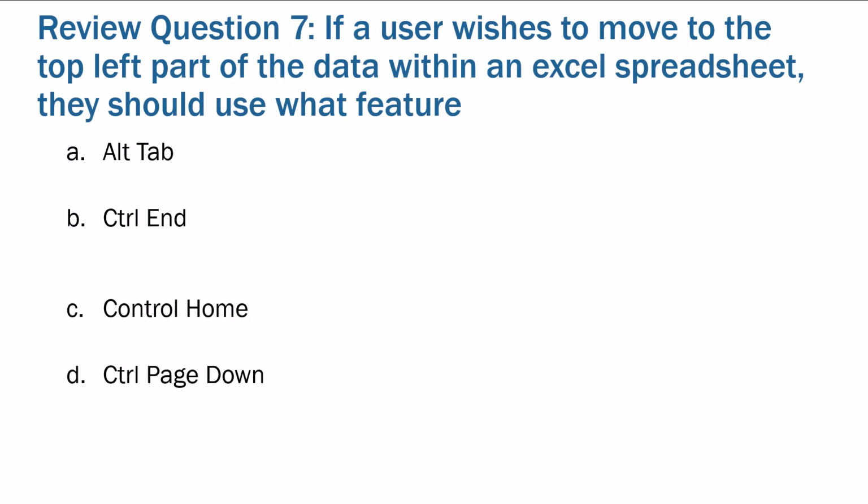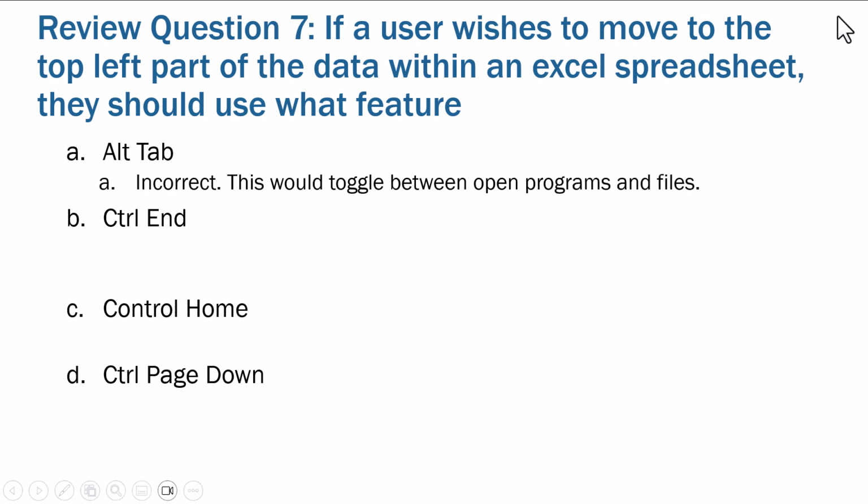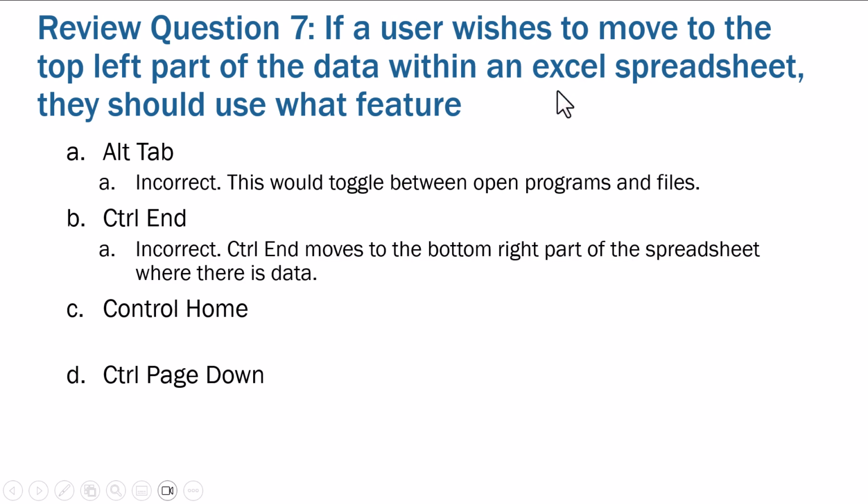All right. How about review question number 7? If a user wishes to move to the top left part of the data within an Excel spreadsheet, which feature should they use? Take a peek at that one. Do you know this? It's not Alt Tab, right? That's getting between our open programs and files. It's not Control End. That was one we actually didn't really cover, but that would get us to the bottom right-hand corner of the data that we have open. I don't use that one quite as much.